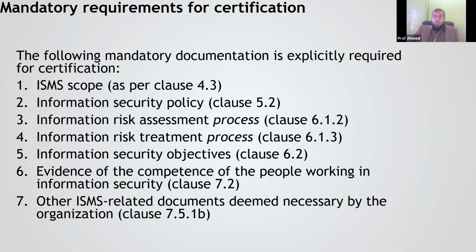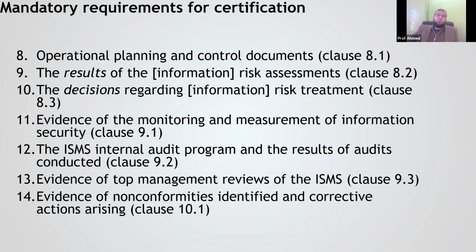Operational planning, control documents here. The results of information risk assessment. Show me that you really implemented information risk assessment. Show me some decisions you made against this information risk by performing some risk treatment. Also, the evidence of the monitoring and the measurement of information security is 9.1. The ISMS internal audit program. Show me the internal audit program, 9.2, in the plan-do-check-act cycle, in the check, number 9.